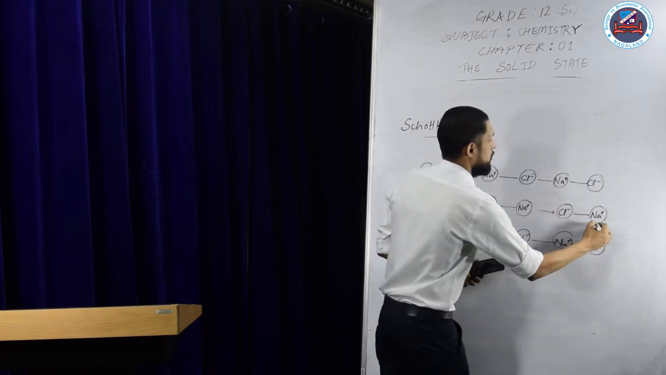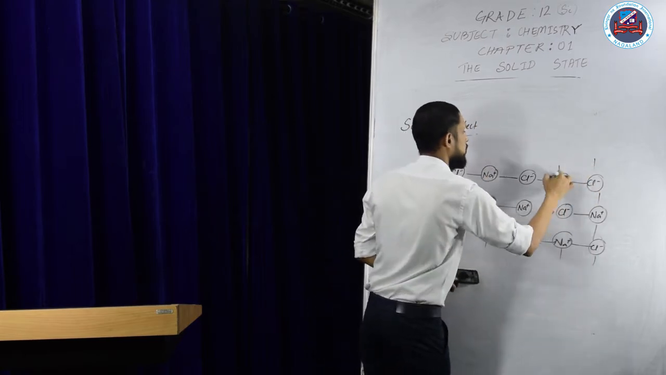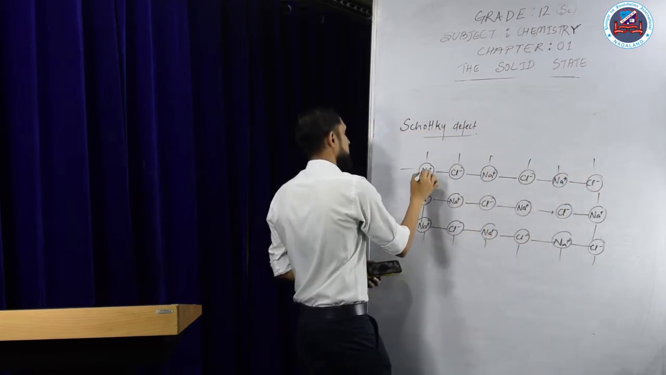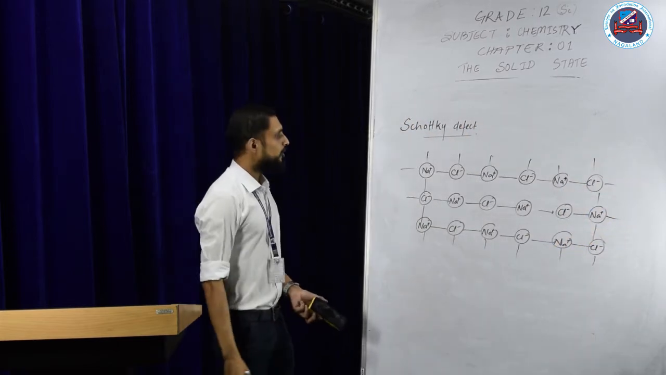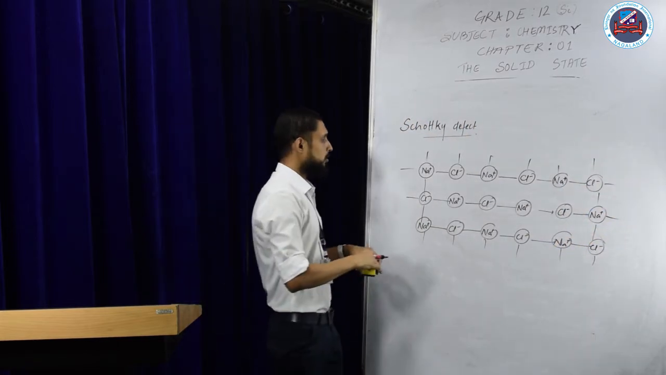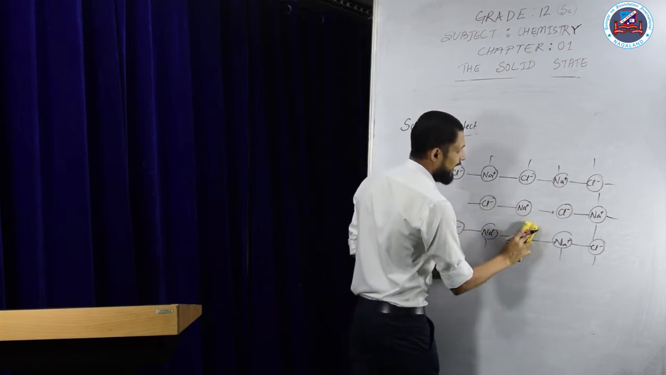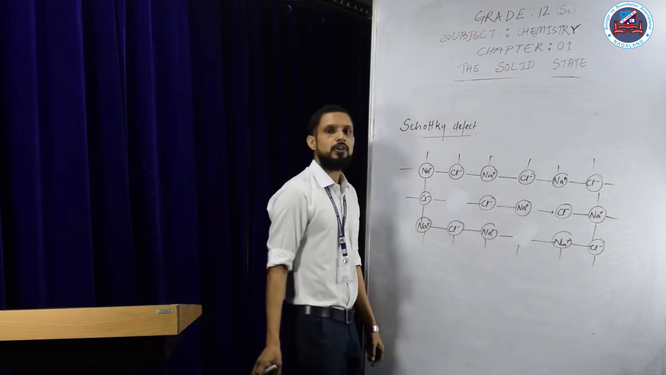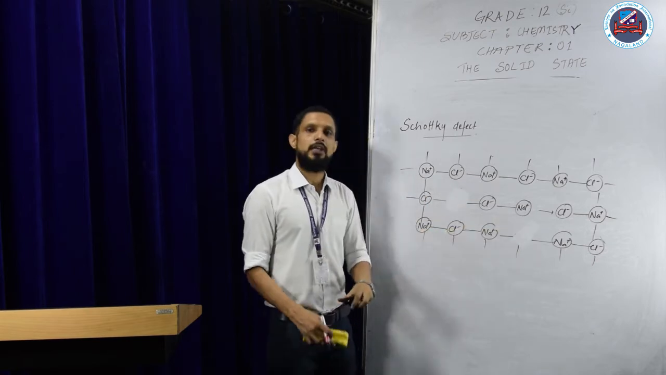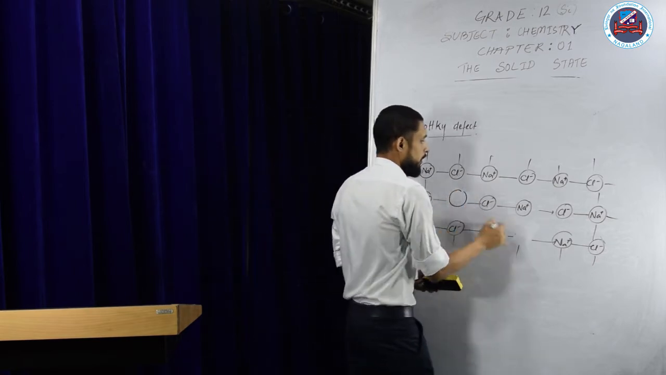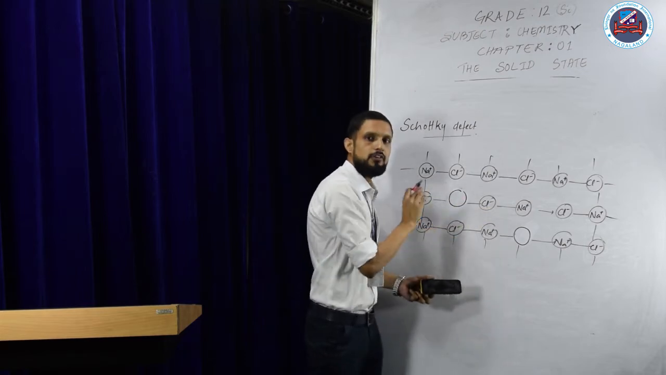So this is a crystal. There will be more ions here. Now, in case of stoichiometric defect, equal number of positive and negative ions are missing from the crystal. If there is one positive ion missing, there will be one negative ion missing. Now, this will create a void in the crystal.